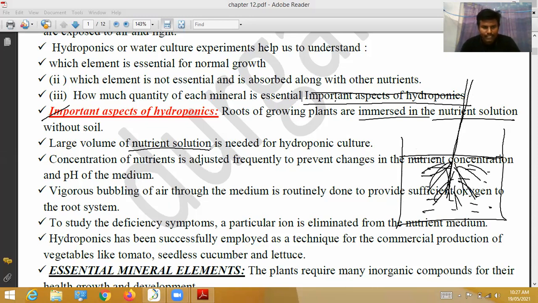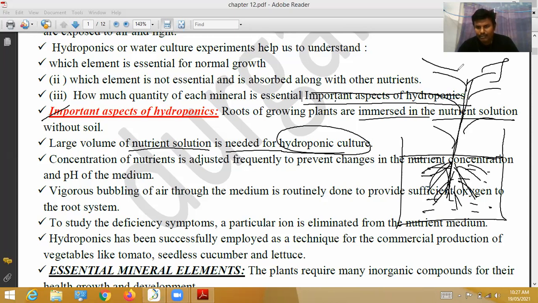Large volume of nutrient solution is needed for a hydroponic culture. For a hydroponic culture, large volume of medium is required. So small quantity of medium is not sufficient. Huge quantity of medium is required.